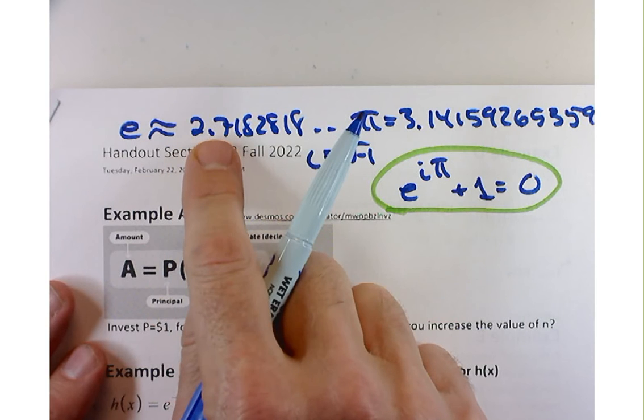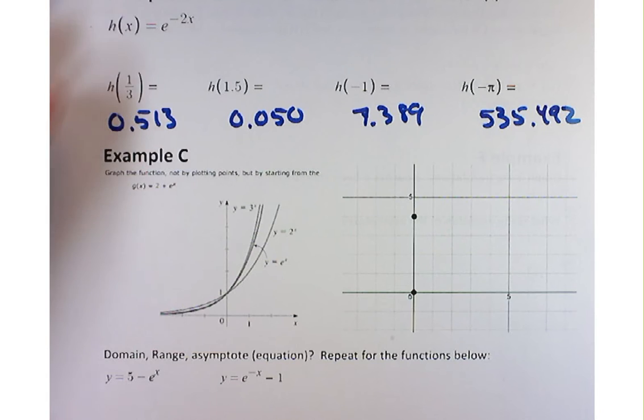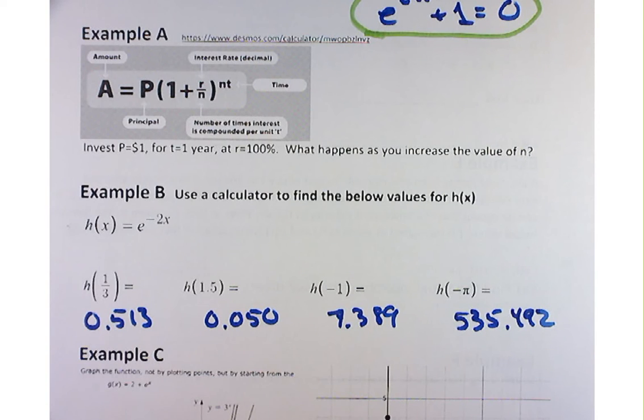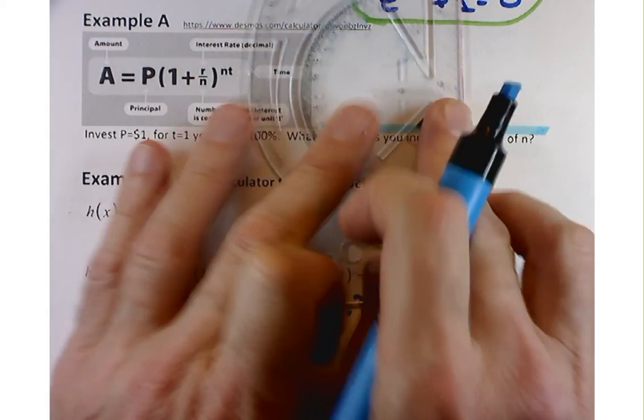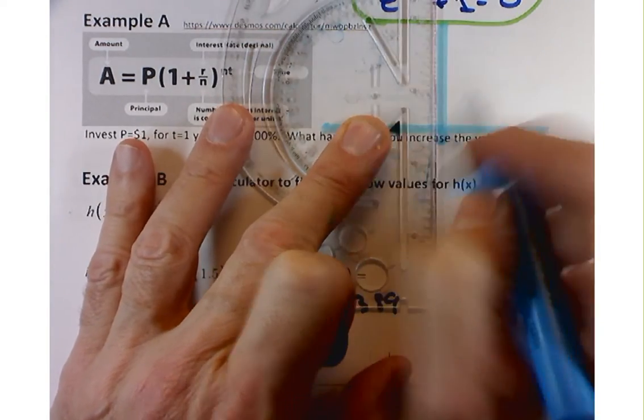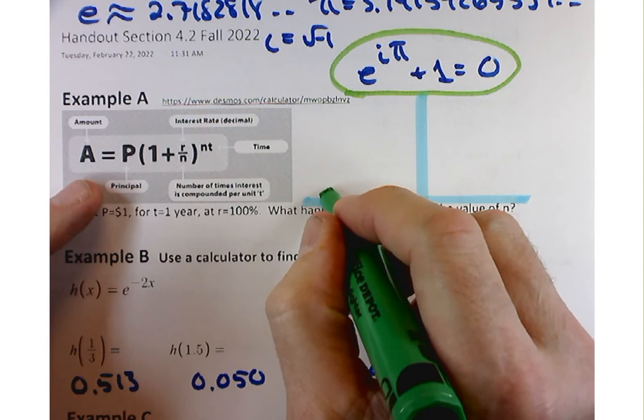Now, the important thing to note about e is that it's between 2 and 3, a little bit closer to 3, of course. So let's look at the graphs and remind ourselves some things about the graphs of our exponential functions. Let me just draw myself a quick graph. There were three features of the graph of an exponential function that I wanted you to know. Let's see if we can name all three.